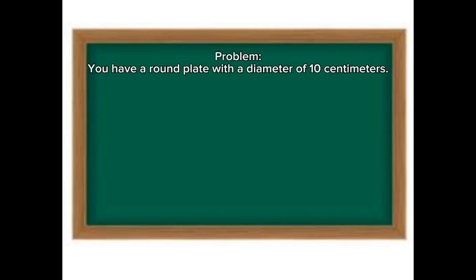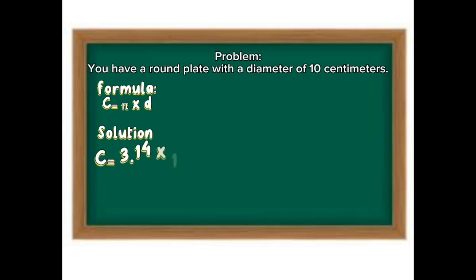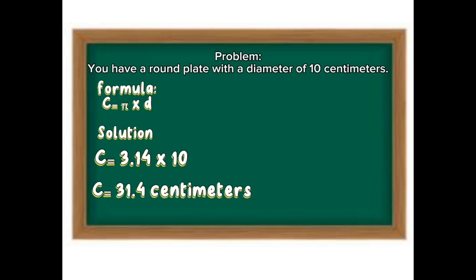Number 1. The problem is you have a round plate with a diameter of 10 centimeters. The formula we use is C equals pi times d. To find the circumference, or the distance around the edge of the plate, we multiply the diameter by pi, which we round to 3.14. After we multiply, the edge of the plate is about 31.4 centimeters all the way around.